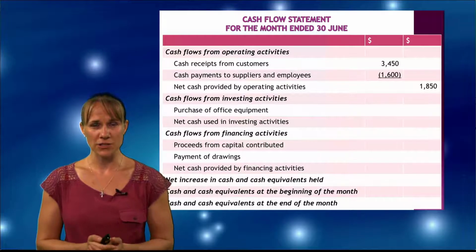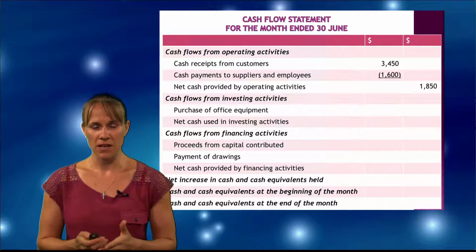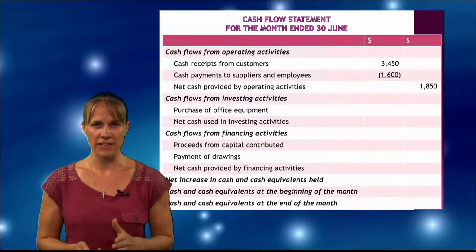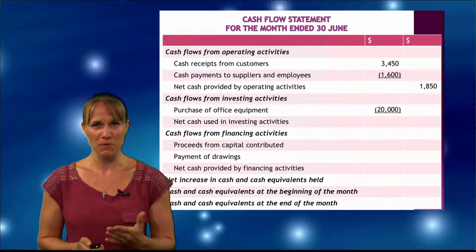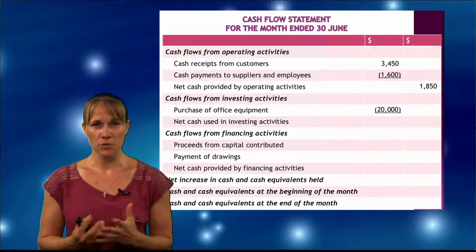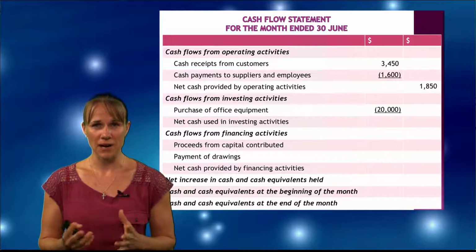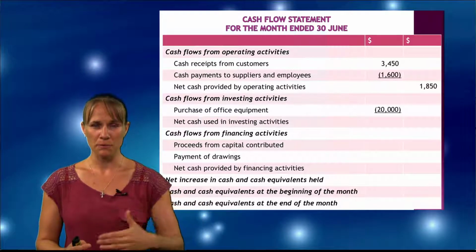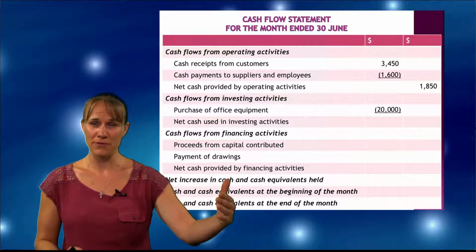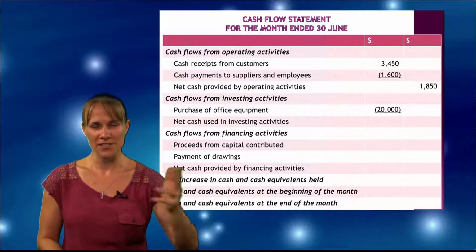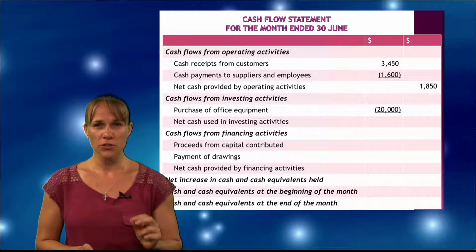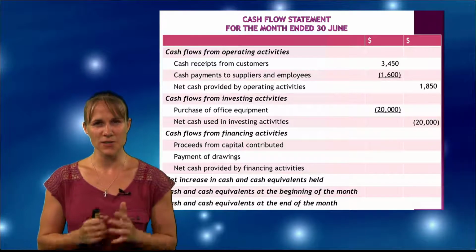Now looking at our cash flows from our investing activities. We just had the one item here from our table that we classified as an investing activity, and that was the purchase of the office equipment. Total, $20,000. And it's in brackets, okay? Notice it's in brackets, it's representing an outflow. Okay, when we purchase something, we have cash flowing away from us in order to make that purchase. So the only item we've got, so total net cash used in investing activities is $20,000.